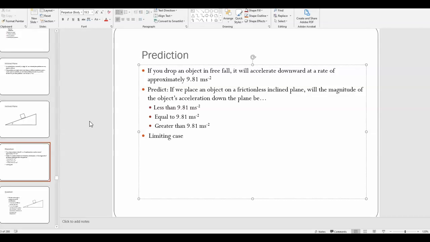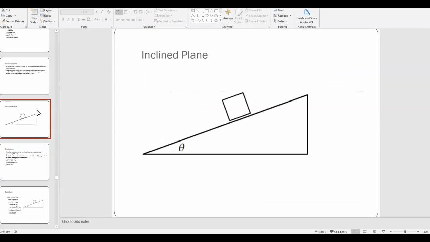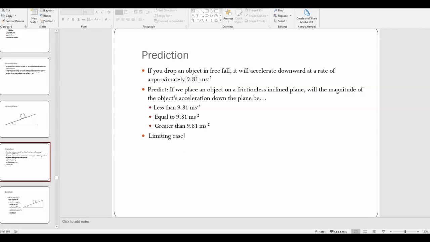So the answer to the question is definitely less than 9.81 meters per second squared. An object on an inclined plane, if there's no friction, is going to accelerate down the plane, but it's going to accelerate with a value less than that of the normal freefall acceleration. And you can think of the limiting case.